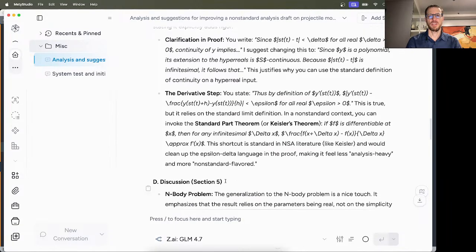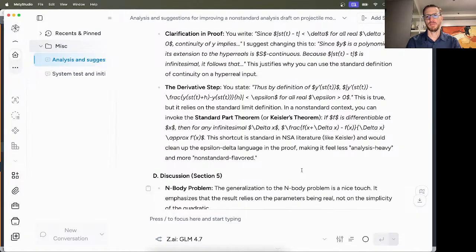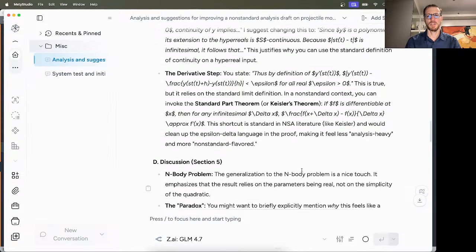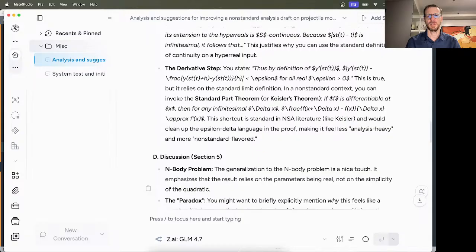The derivative step, you state, thus by definition of y prime of standard part of t, abs y prime of standard part of t minus y of standard part of t plus h minus y of standard part of t, all over h, less than epsilon for all real epsilon bigger than 0. This is true, but it relies on the standard limit definition. In a non-standard context, you can invoke the standard part theorem or Kiesler's theorem.